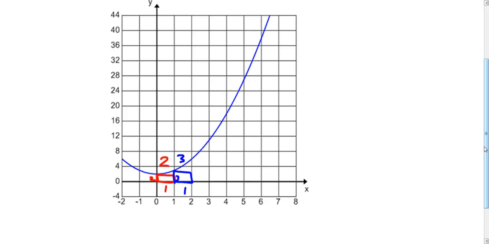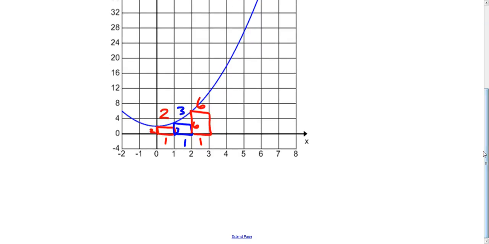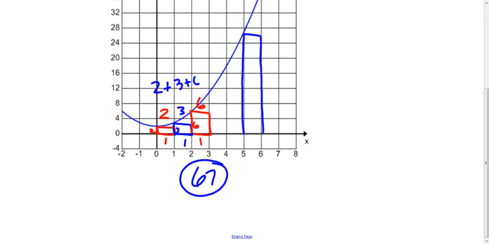Okay, I'll do one more. Left side hits the curve, go over. This one looks like it's 1 by 6, which is 6. Okay, again, you can estimate all of those, and yours may be slightly different than mine. The last rectangle that I would do would be the one that goes right here till I hit the curve and over, just so you know. When I did this, I got about 67 when I added 2 plus 3 plus 6 plus all the way to the last rectangle.